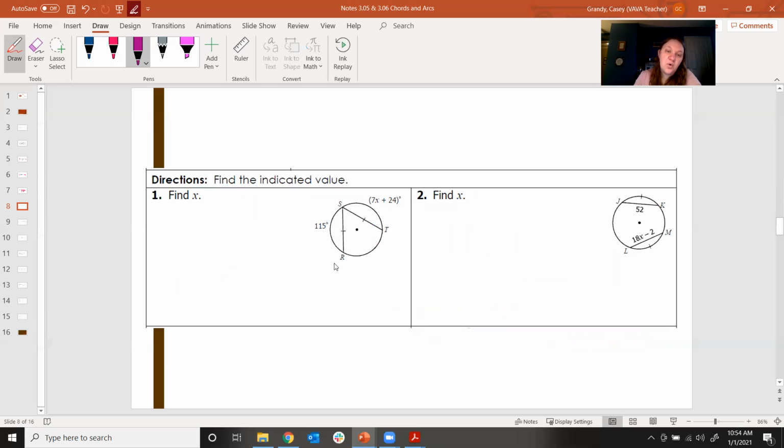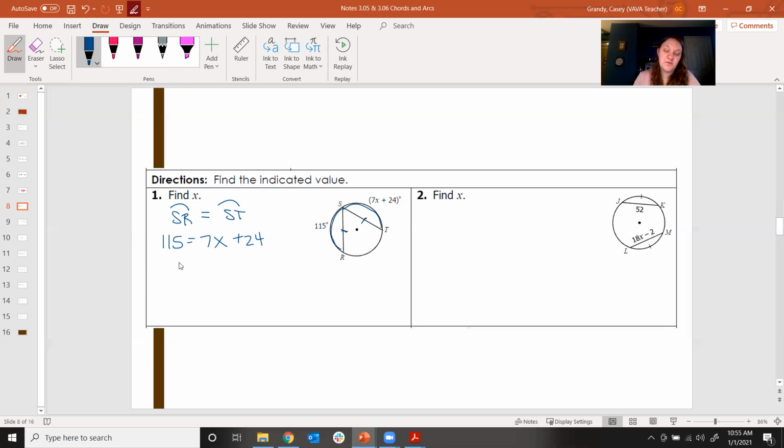Here I have a chord RS and a chord TS, and the picture is telling me that those chords are congruent. If these chords are congruent, that means that their intersected arcs are also congruent. So arc SR has to be equal to arc ST. And I know that because the chords that make those arcs are congruent. So I can say that 115 equals 7x plus 24, and then we'll solve for x.